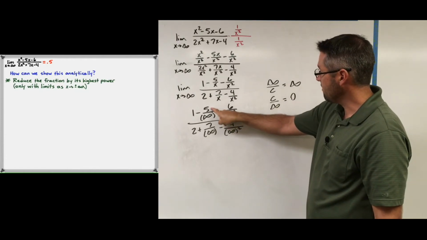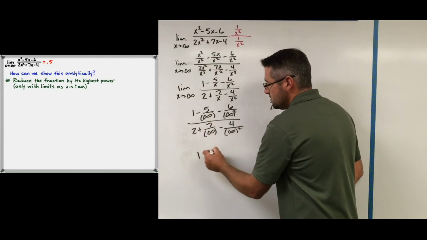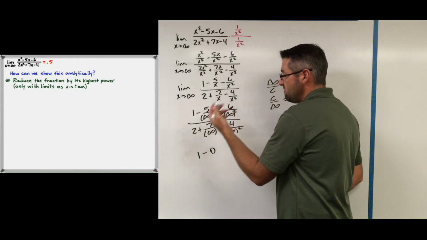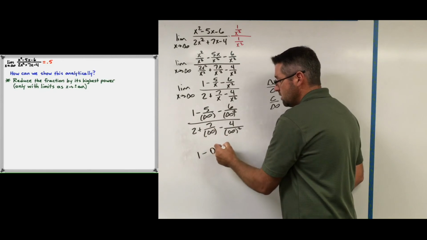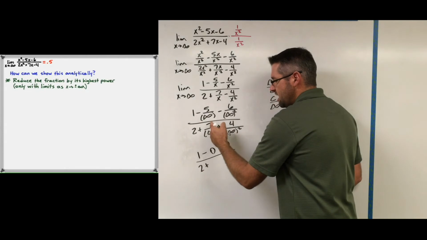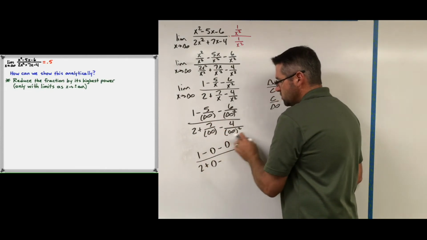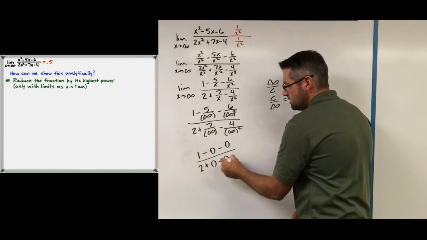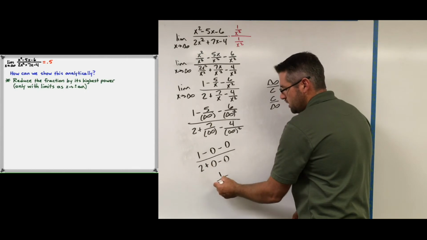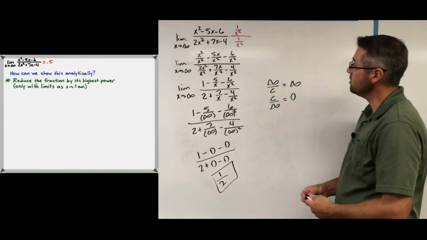So look what we have here. We have a constant on top and an infinity on the bottom. So this becomes 1 minus 0. 6 over infinity squared. Well, infinity squared is infinity. 6 over infinity is 0. All over 2 plus 7 over infinity is 0. Minus 4 over infinity squared, infinity squared is infinity. 4 over infinity is 0. And we can see 1 minus 0 is 1. 2 plus 0 minus 0 is 2. And our answer is 1/2. That's pretty cool stuff, huh?